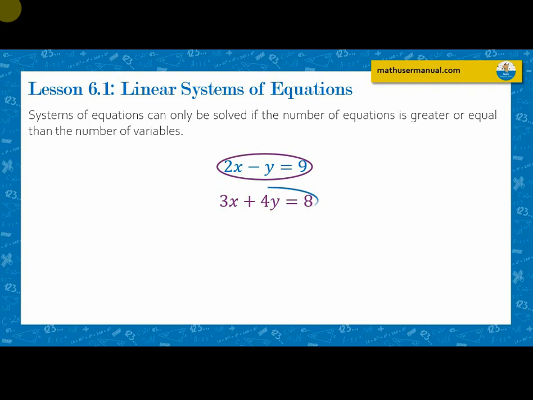So 1 and 2, we have two equations. We can have more equations, but in this example, we only have two equations. So let's write it down. Two equations. And then we count the number of variables that we have. So let's count them. We have x. Yes, even though we have a couple of x's, it's the same x. It's just on different equations, but it's the same x. So it counts as only one.